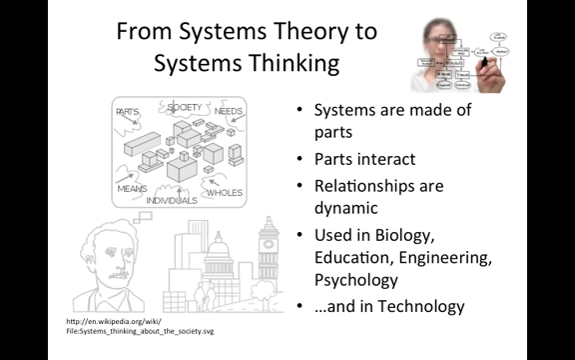So it's not a far leap from systems theory to systems thinking. Systems are made of parts. Parts interact with each other. The relationships between these different parts are dynamic. And we can see how that would work if we thought of something like a city. So I live in an apartment. My apartment is part of an apartment building. My building is on a block with other buildings. My block is within a township. The township is within a city. The city is within a county, the county is in a state, the state is within a nation.